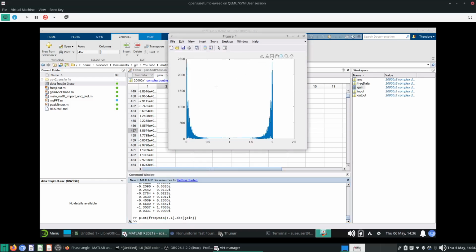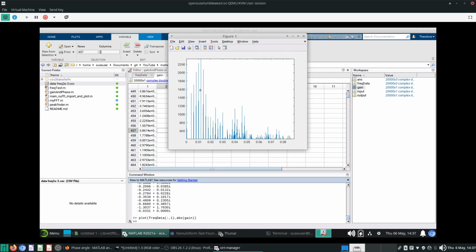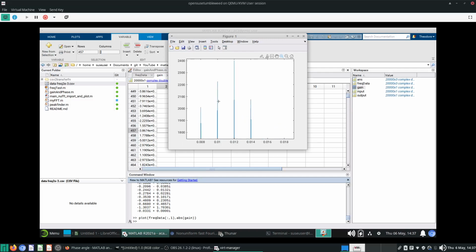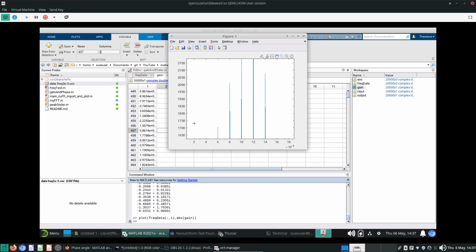And you can see the gains at various frequencies are as such. Of course you will not be interested in most of these because those are noise, and what you'll be interested in is your gain at the primary frequency, which will be somewhere around here. It's supposed to be 2 times 10 to the minus 4. I don't know where the peak is.